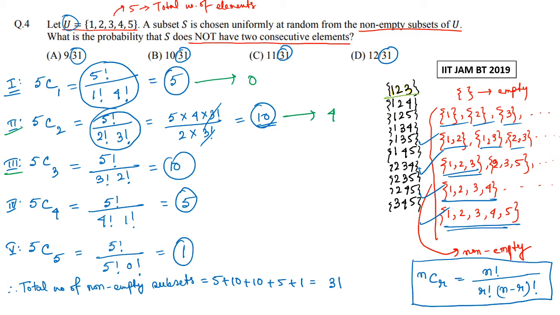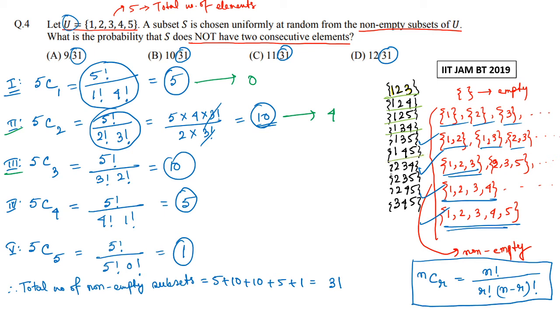In the second case, 1 2 4, that is it has two consecutive elements. 1 2 5, two consecutive elements. 1 3 4, 3 4, that is two consecutive elements. 1 3 5, it does not have any consecutive element. 1 4 5, again two consecutive elements.